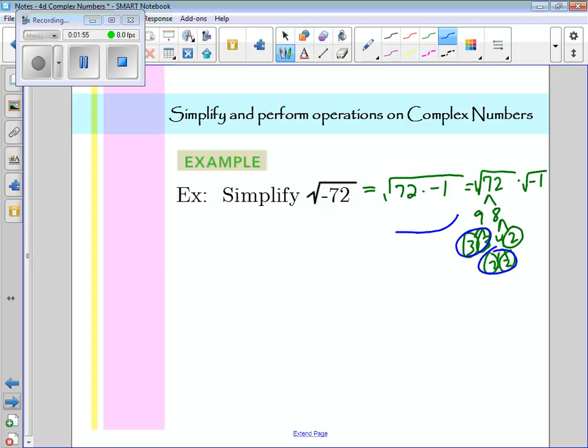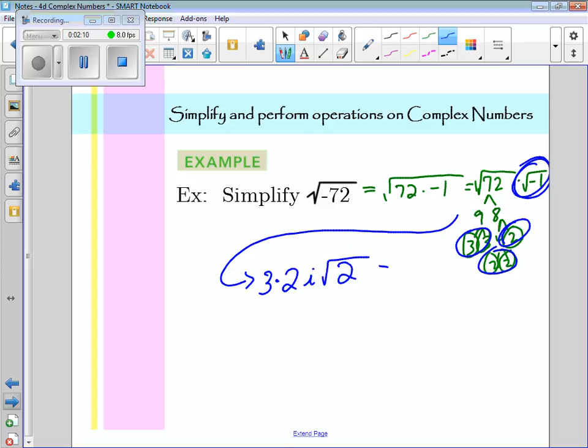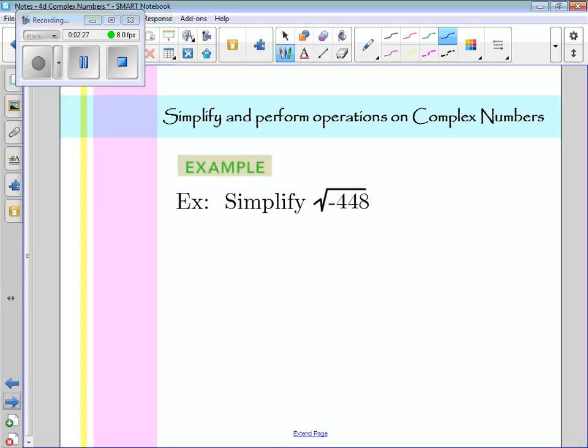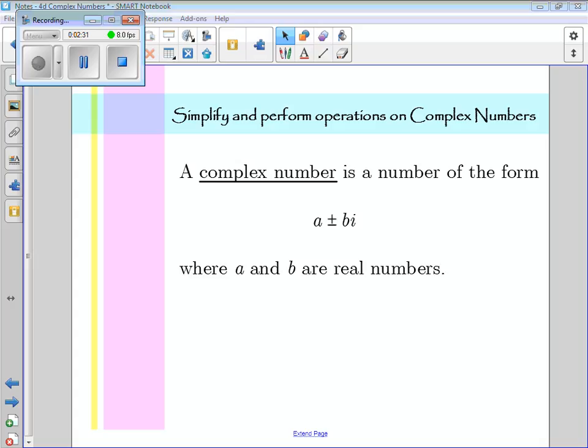So let's look at this further. So 3 comes out, a 2 comes out from the pairs, and the square root of -1 comes out as an i. And what's left underneath the square root is the 2. So simplifying this further, 3 times 2 is 6, i square root of 2. So square root of -72 is equivalent to 6i square root of 2 in simplified form. Next one. So I'm actually going to skip that example and move on.